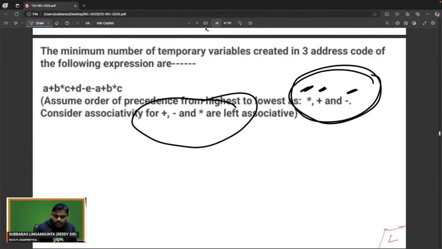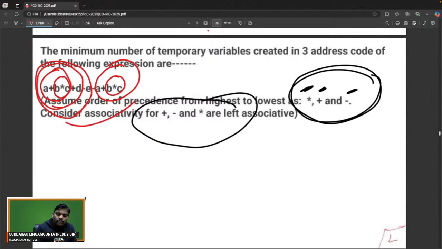First the star, so that will be done. Next plus, but if two pluses are there, left to right associativity. Remember, plus is the higher priority. Afterwards this, and with two minuses, left to right associativity, you should do this, afterward this minus. Please check, am I doing it properly or not?